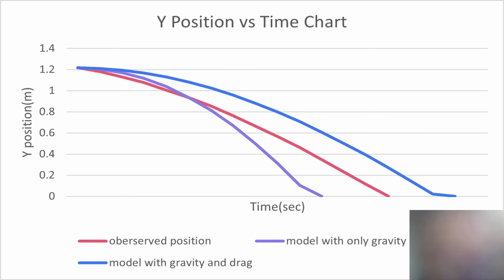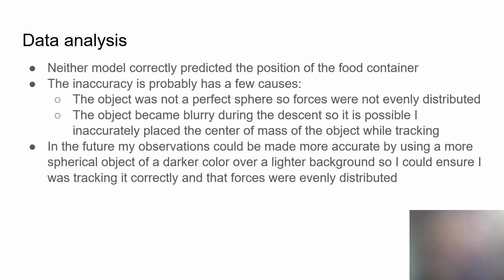You can see on my chart that the model with gravity and drag fell too slowly, while the model with only gravity fell too quickly, and my observed position was about equally in between them. So neither model correctly predicted the position of the food container.